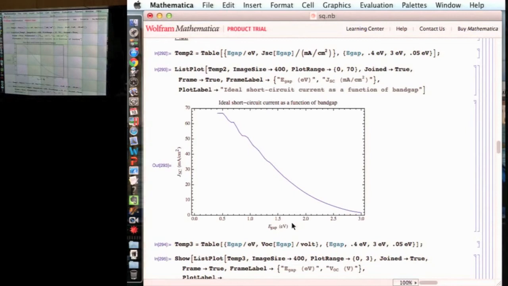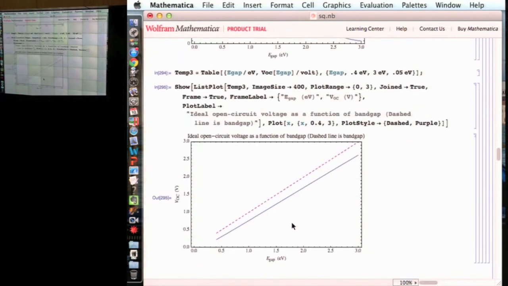Again, you see, if you are increasing your band gap, you're getting a very low current because there are not enough available photons to get absorbed. But at the same time, your VOC is increasing because you're using a higher band gap material. So the voltage at which you collect your photons is going to increase. And this dotted pink line essentially gives the band gap. This is at a slope of 1.